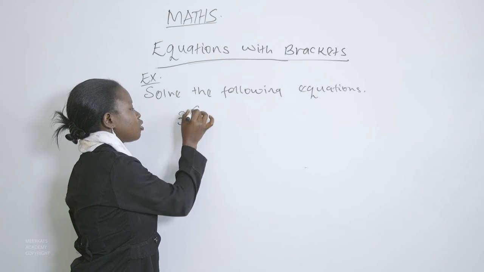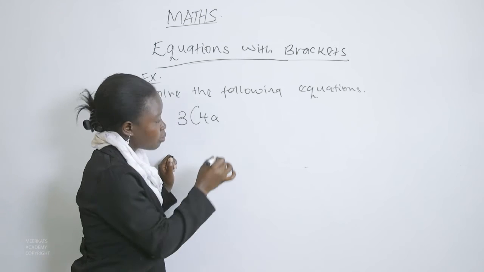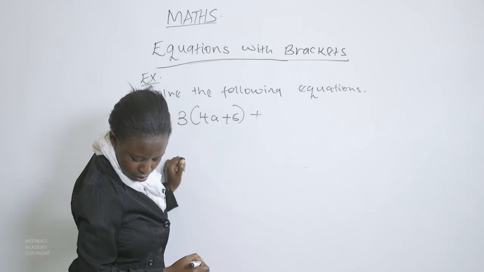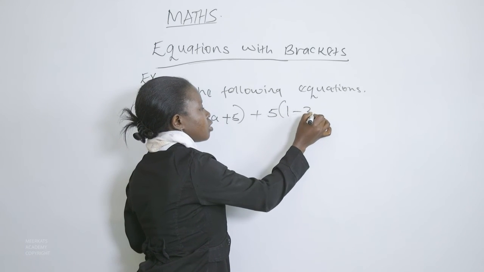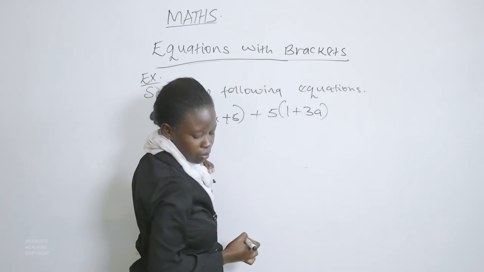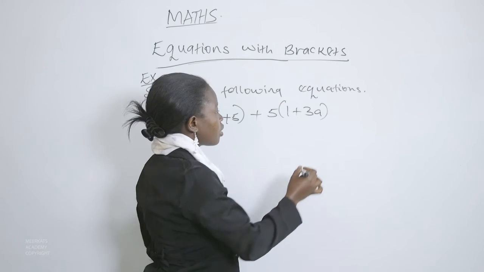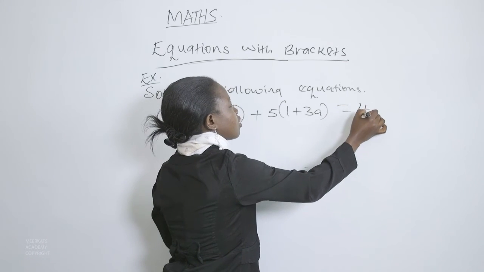Next we have 3 into 4a plus 5. Then plus 5 into 1 plus 3a is equal to 47.